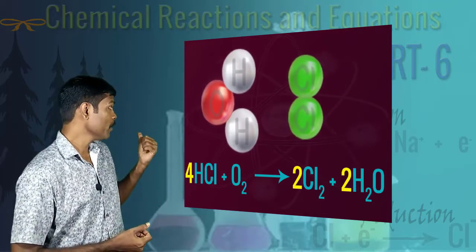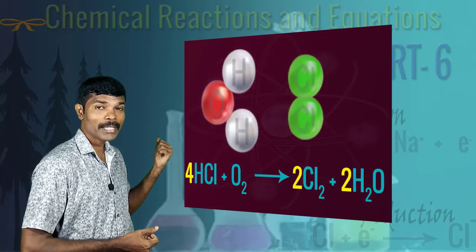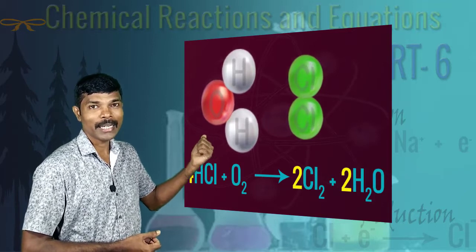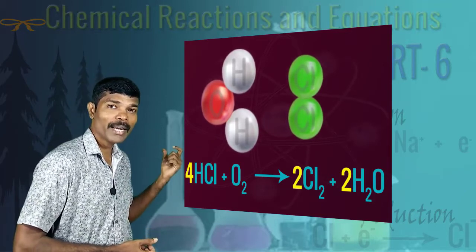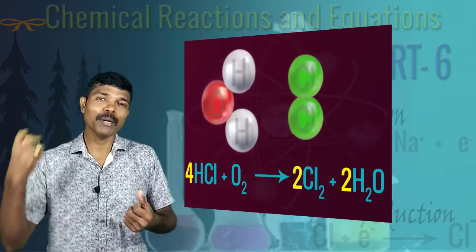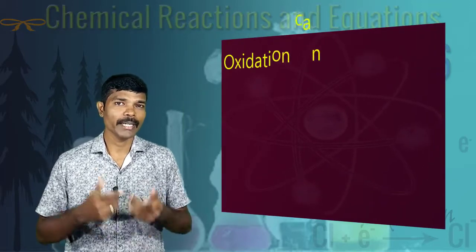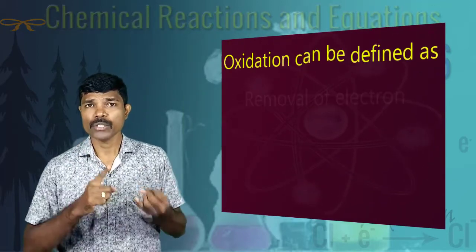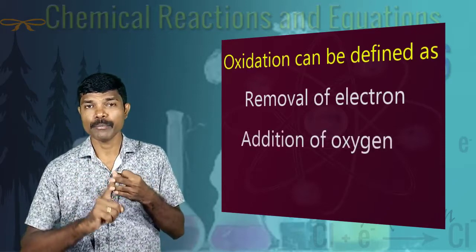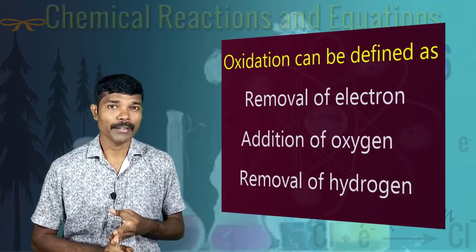Here in hydrochloric acid, hydrogen atoms are attached to chlorine. On the product side, chlorine has lost hydrogen. That means from hydrochloric acid, hydrogen is being removed. So this removal process is known as oxidation. So oxidation reaction can be defined in 3 ways. One is losing of electron, second one is addition of oxygen, third one is removal of hydrogen. So this way oxidation reaction can be defined.